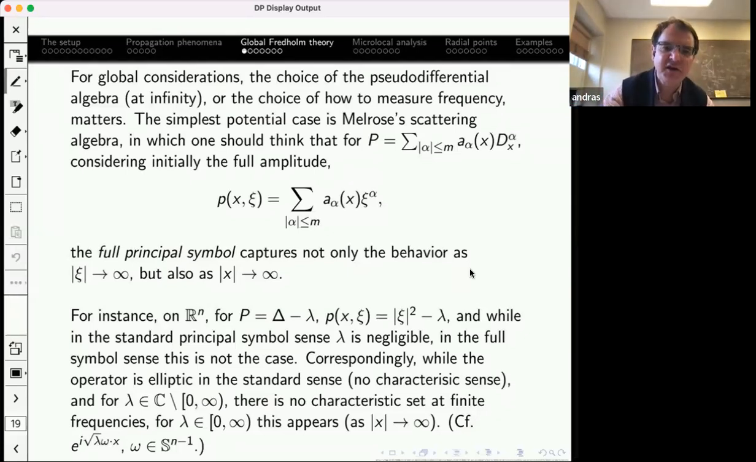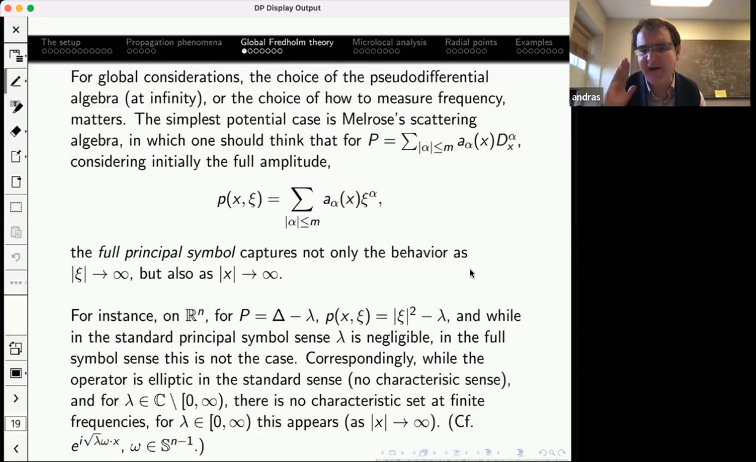So here, what you should think is that if you take a differential operator like I wrote above, you should actually start first by considering the full amplitude. So don't drop the lower order terms in terms of derivatives. You can drop them locally, when you're working in a compact set, but globally you can't. And this is actually not a well-defined object as I wrote it down. If you have a real manifold, the lower order terms are not well defined.